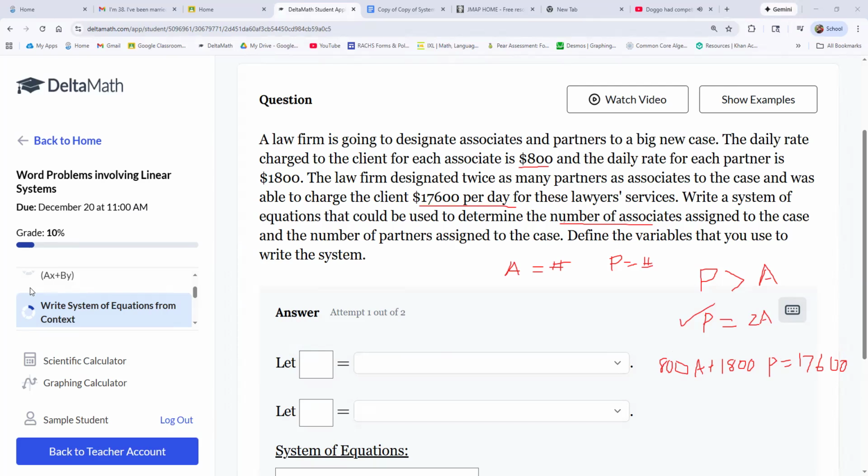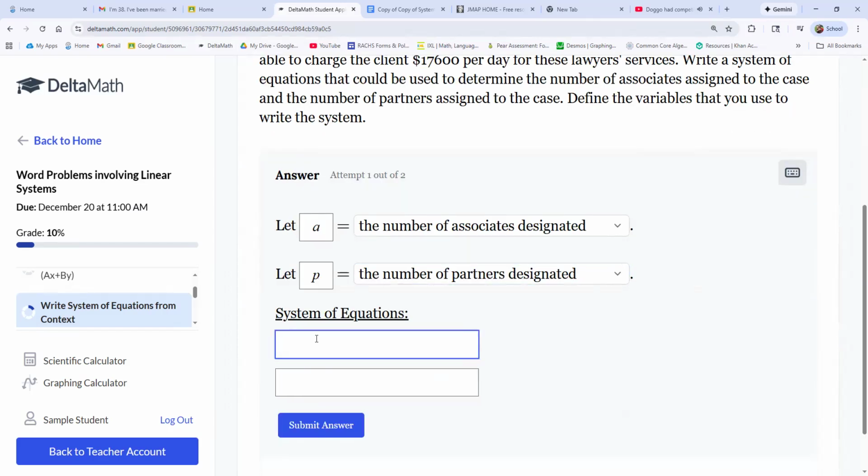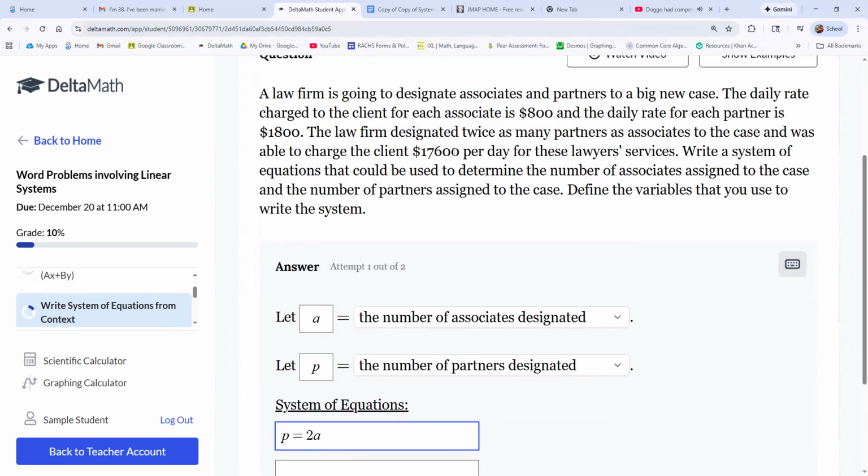All right, so now let me clear all the drawings, get rid of this. So I'm going to say A stands for the number of associates. P stands for the number of partners. And we need 2 equations. There are more partners than there are associates. There's twice as many. So P, the number of partners, is equal to 2 times the number of associates. So that's one equation.